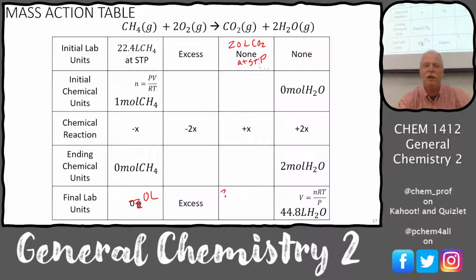Okay, so let's figure out how many moles 20 liters of CO2 is. It's not 22.4, so it'll be slightly less than a mole, okay? But let's go ahead and do the ideal gas law on that one. So N is equal to 1 atmosphere times 20 liters.